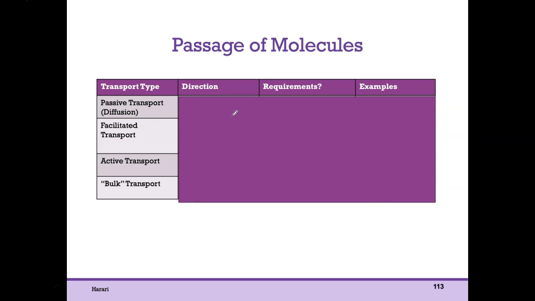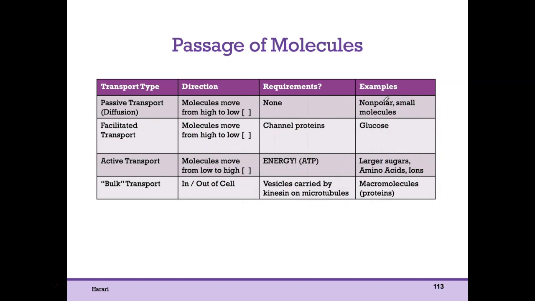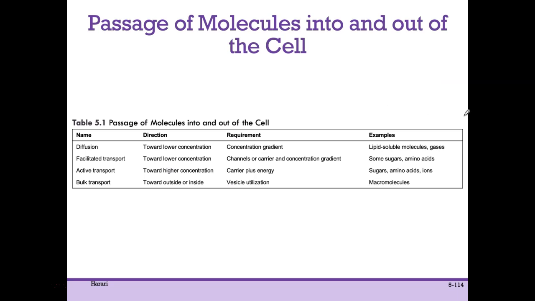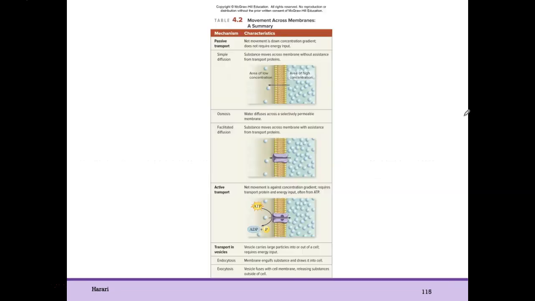And for each of these, try to fill in the direction. Are you going from high to low? Do you need a protein or ATP? And what's an example? So I filled this out for you, but this is something important to have in your notes. All right, here's another table from the book. And so you can pause here to review.